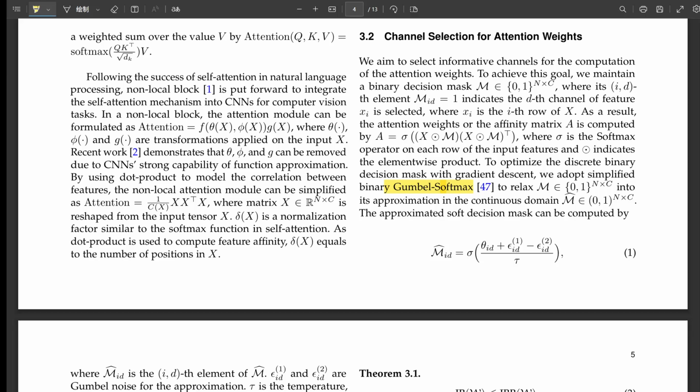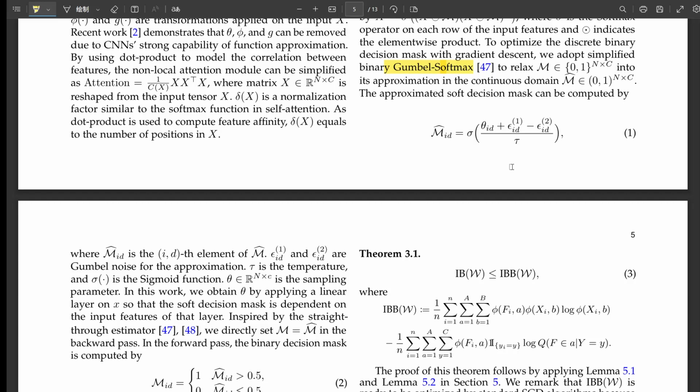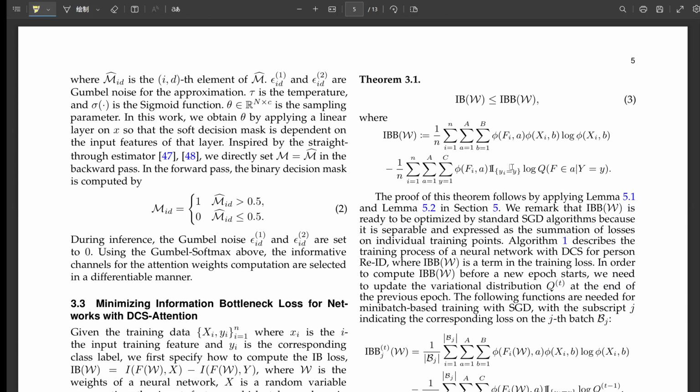Okay, improved accuracy, better focus, more discriminative features. Sounds great, but what's the catch? Does adding DCS attention make training take like twice as long? What's the efficiency cost? That's a fair question.